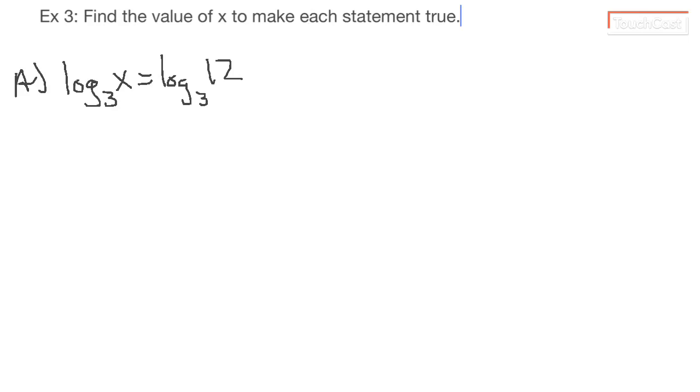So this is utilizing that fourth property we looked at. The logs have the same base, so we can just take what they have and set them equal to each other. We can say x equals 12. If we had more information in there, we would have had to do some more steps. This one was quick. We just need to know that x is 12.